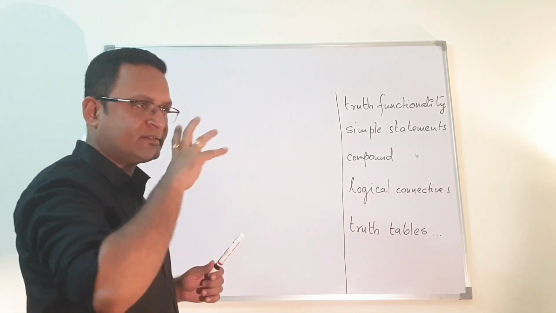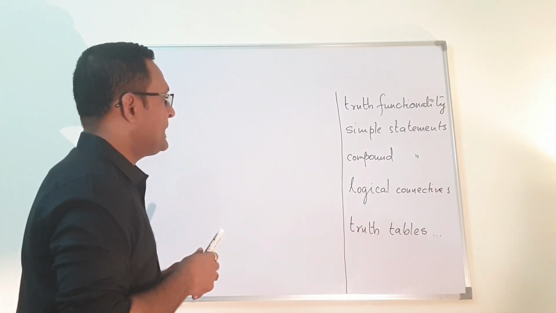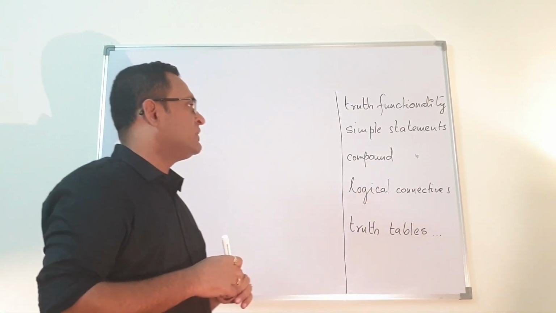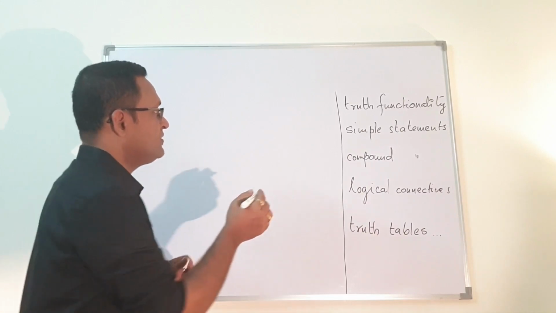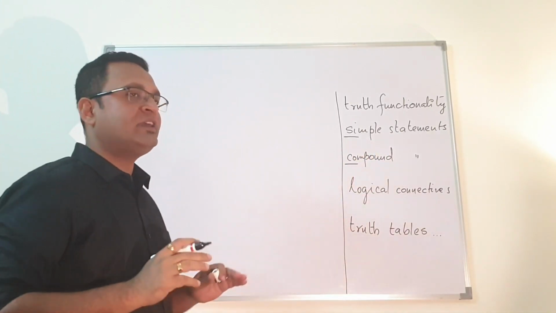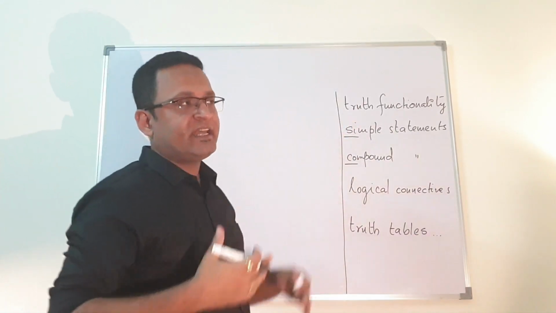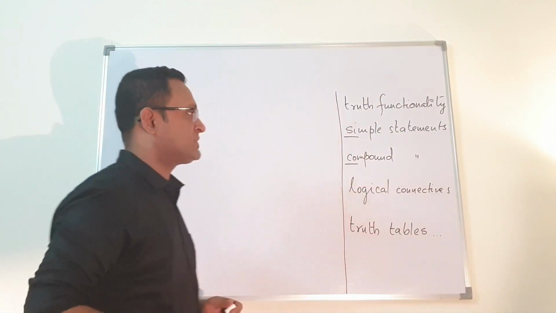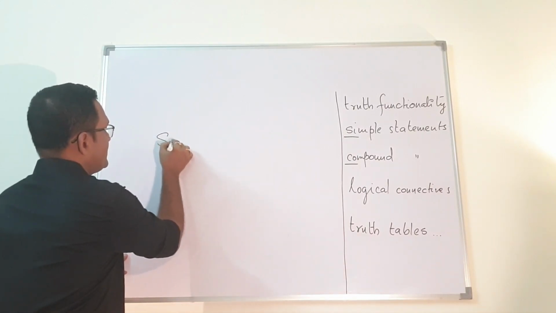But before that, what is a truth function? Let us try to understand what is a simple statement and what is a compound statement. Once we are clear with these ideas, then we will be very clear with the truth functionality as well. But truth functionality is basically the heading of these things. So let us take a simple statement. What is a simple statement?